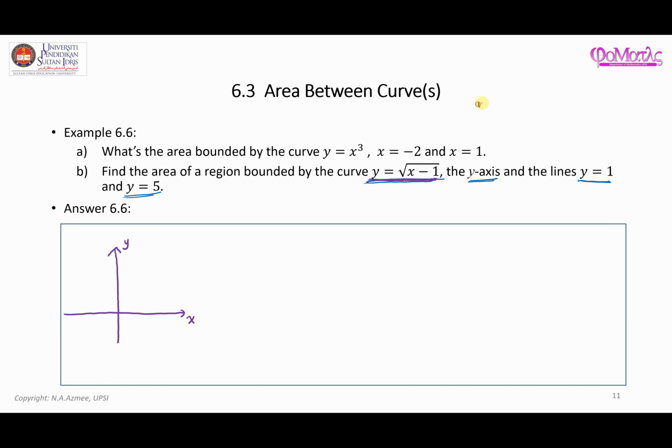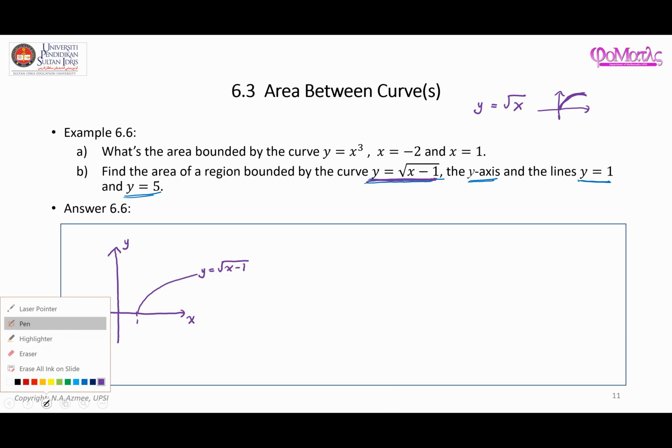So I hope you do remember, if you have y is equal to square root of x, the graph will be looking like this, something like this. So if you have -1, that means the graph will be shifted 1 unit to the right, and therefore the graph will be looking like this. Okay, something like this. So this is y is equal to square root of x minus 1.